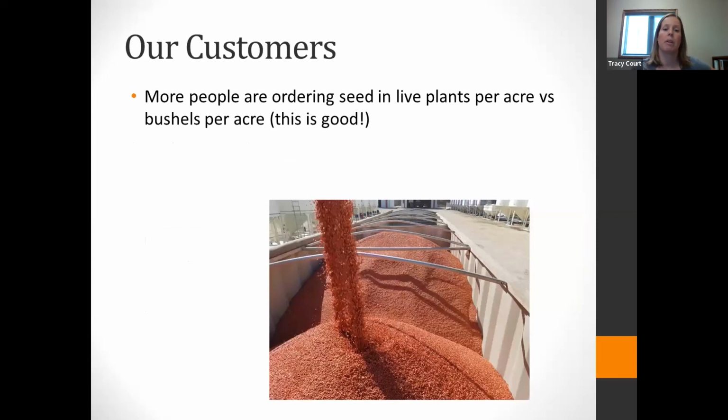More and more people are ordering seed in plants per acre versus the old bushels per acre. This makes me very happy to see, something I've been encouraging for years. Seed is a very expensive investment, and you really need to be paying attention to those plant populations if you want to maximize your return.